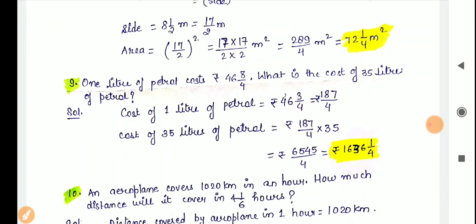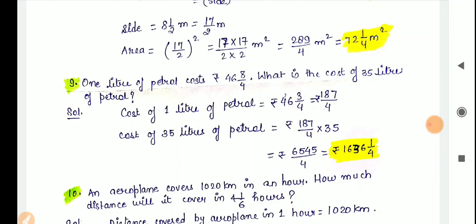1 liter of petrol costs rupees 46 complete 3 by 4. What is the cost of 35 liters of petrol? Very easy. In whichever question they are asking about more, okay, they have given 1 liter, right? Price they have given for 1 liter and they are asking about more. So always in this case we multiply.